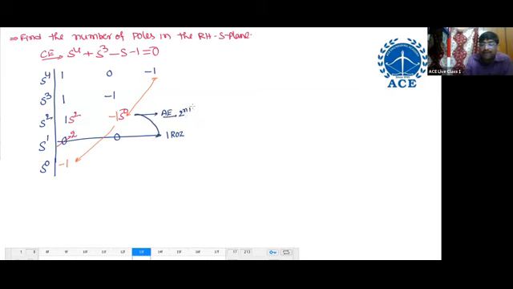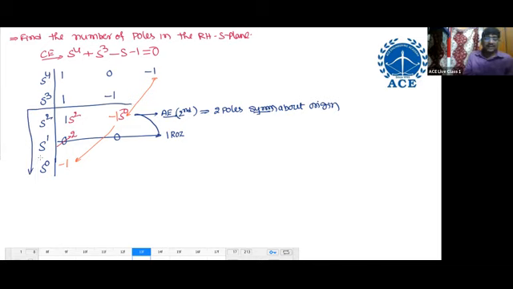The auxiliary equation is second order. So that means two poles are symmetrical about the origin. Of these two poles, how many sign changes below the auxiliary equation? Below the auxiliary equation, we are having 1 sign change. That means 1 pole is on the right.